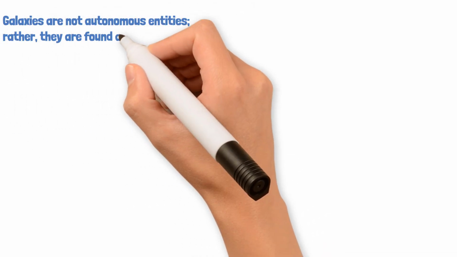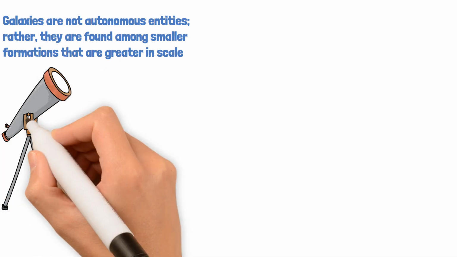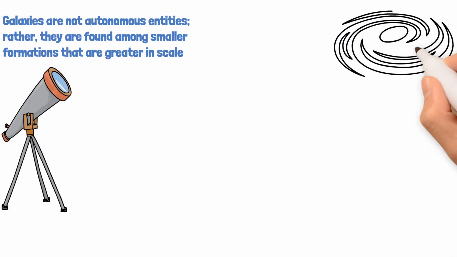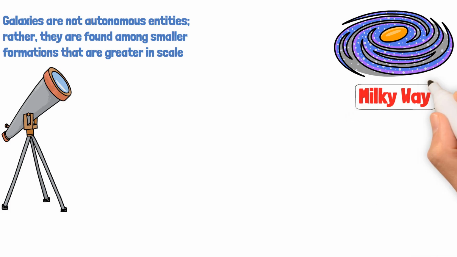Galaxies are not autonomous entities. Rather, they are found among smaller formations that are greater in scale. Throughout the cosmos, galaxies can be searched for. All of the galaxies that make up the local group are collectively known as the Milky Way. The Milky Way is a member of this group.